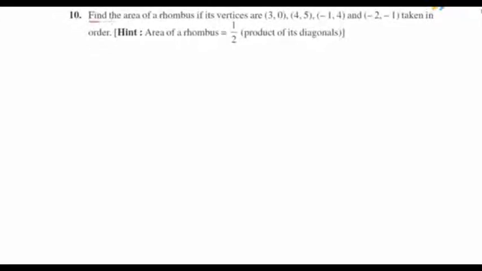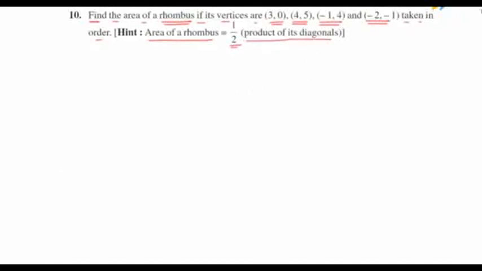10th question. Find the area of a rhombus if its vertices are 3, 0, 4, 5, minus 1, 4 and minus 2, minus 1 taken in order. A hint is also given that the area of a rhombus is equal to half into the product of its diagonals.